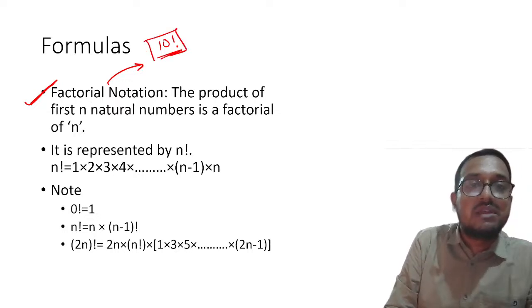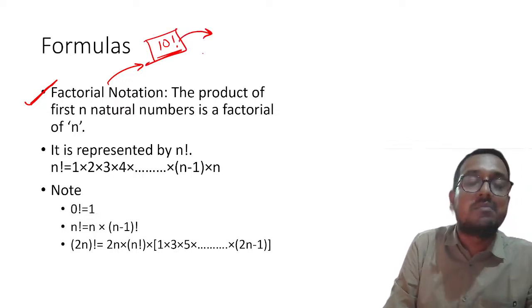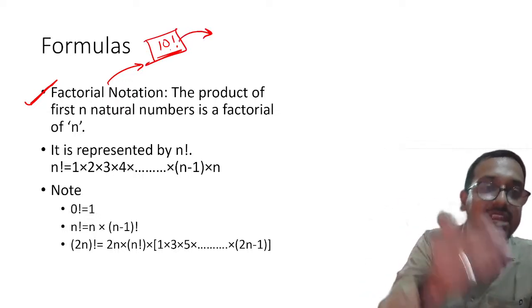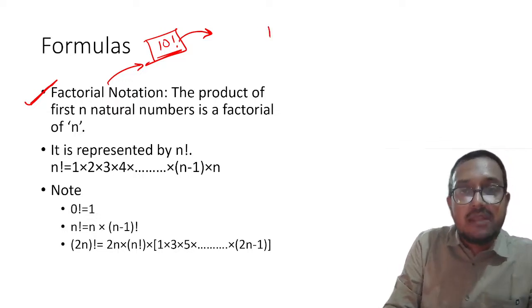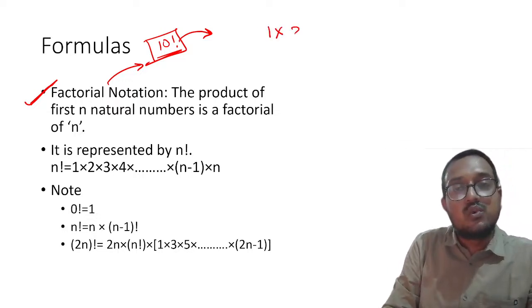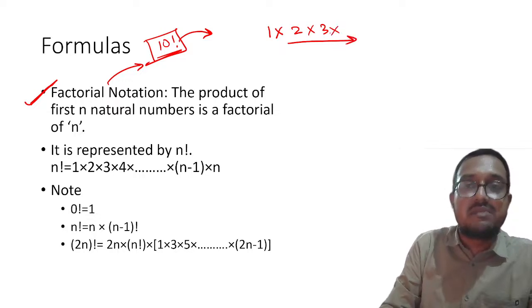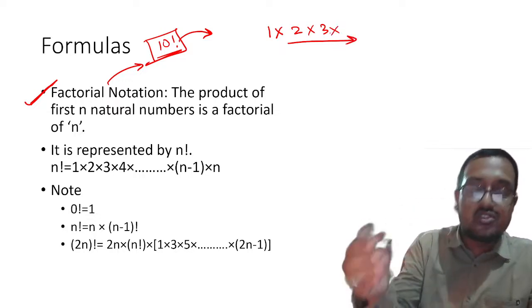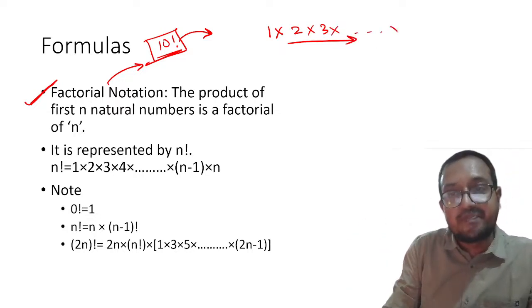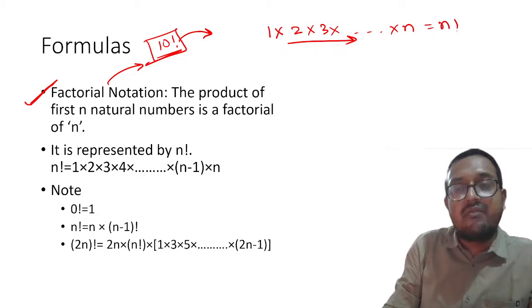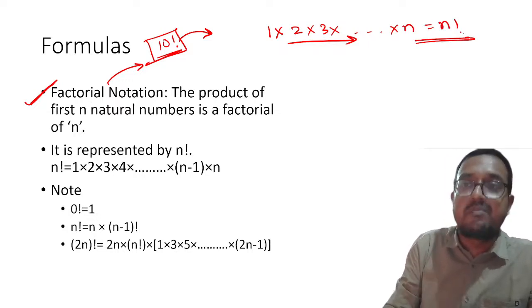What is the meaning of this term? My dear students, please remember, factorial of any number means multiplication of the natural numbers from 1 up to that number. That will become n factorial. So please remember, this is extremely important.